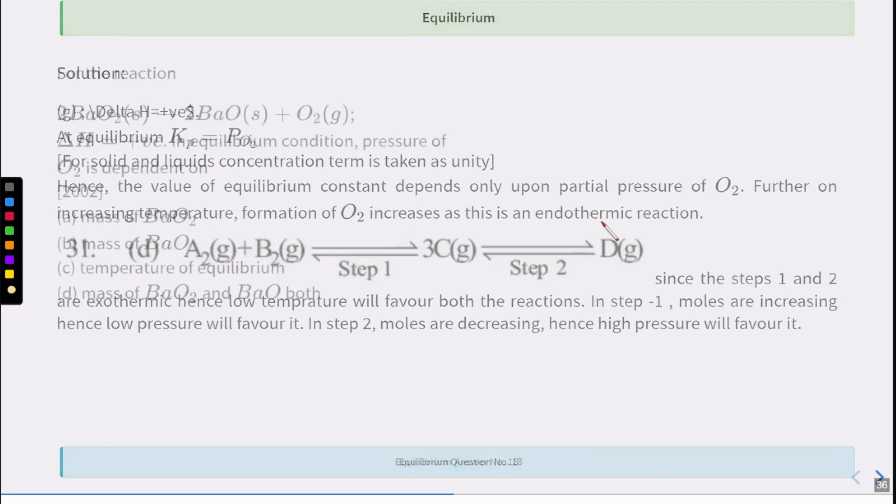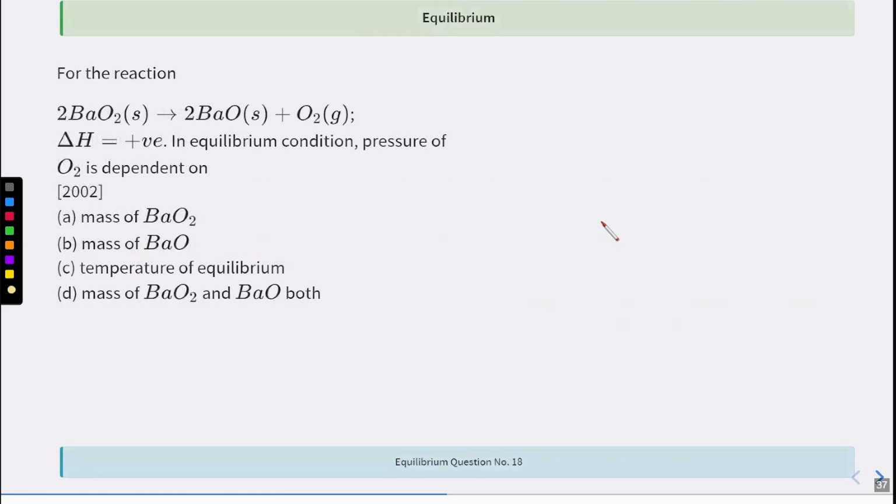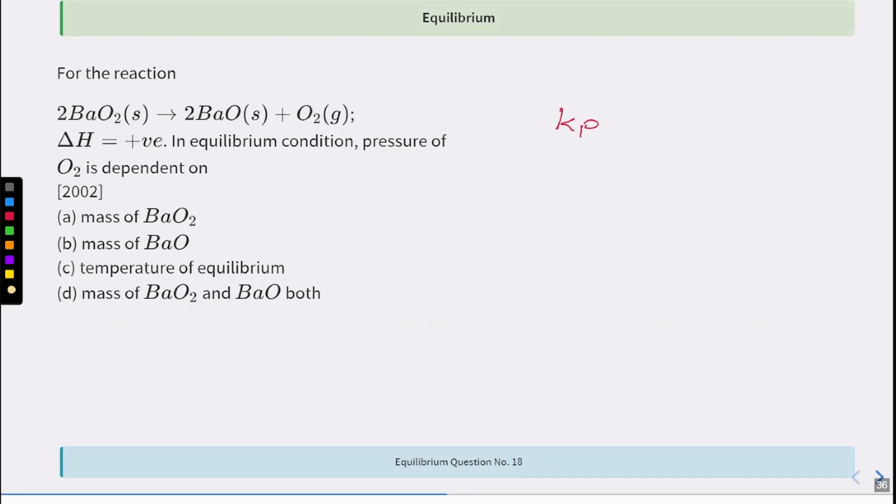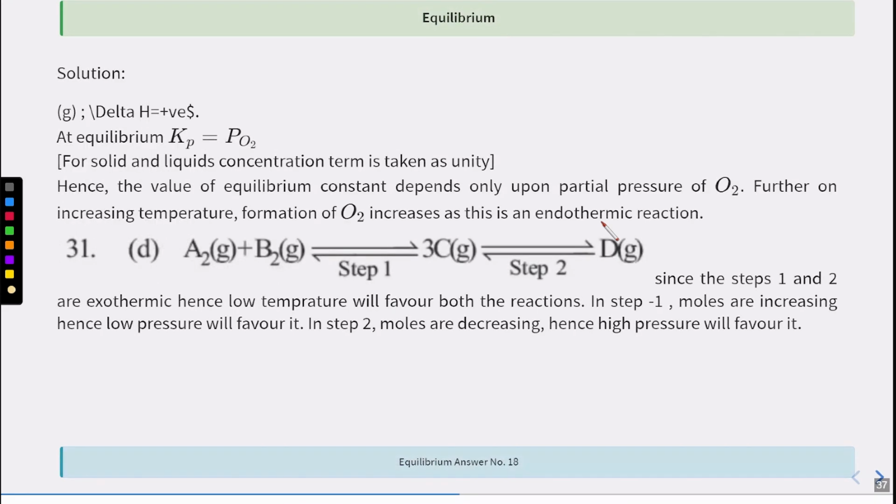So let's see a few things. We know firstly that our Kp value will be equal to just the partial pressure of O2, simply because the others are solids, and we cannot consider solids when we are calculating Kp. Now, what does the pressure depend on? The equilibrium constant depends only on the partial pressure of O2.